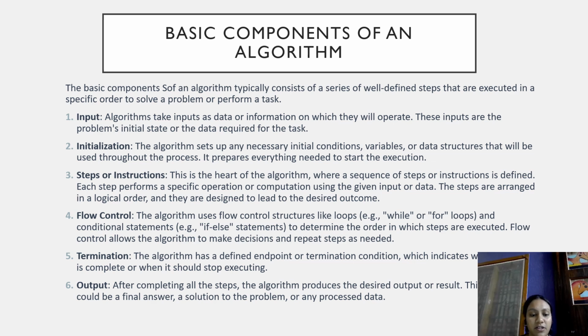Termination. The algorithm has a defined endpoint or termination condition, which indicates when the task is complete or when the algorithm should stop executing. The sixth step is the output. After completing all the steps, the algorithm produces the desired output or result. This output could be a final answer, a solution to the problem, or any processed data.